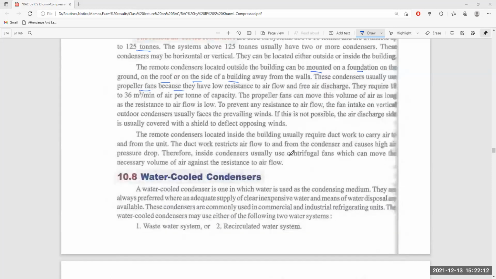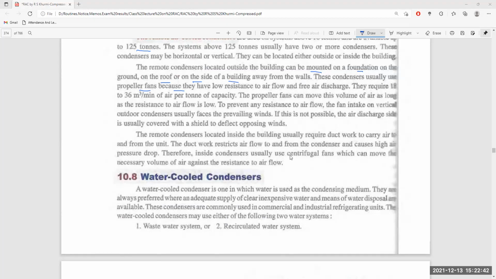Next comes water-cooled condensers. A water-cooled condenser is one in which water is used as the condensing medium. Here, instead of air, we are using water as the condensing medium. They are always preferred when an adequate supply of clean, inexpensive water and a means of water disposal is available. This condenser is commonly used in commercial and industrial refrigerating units.